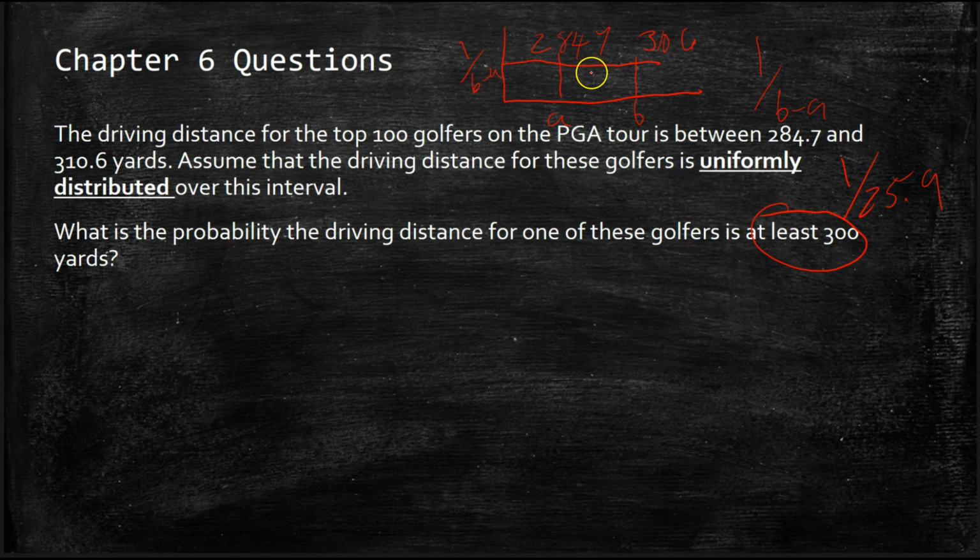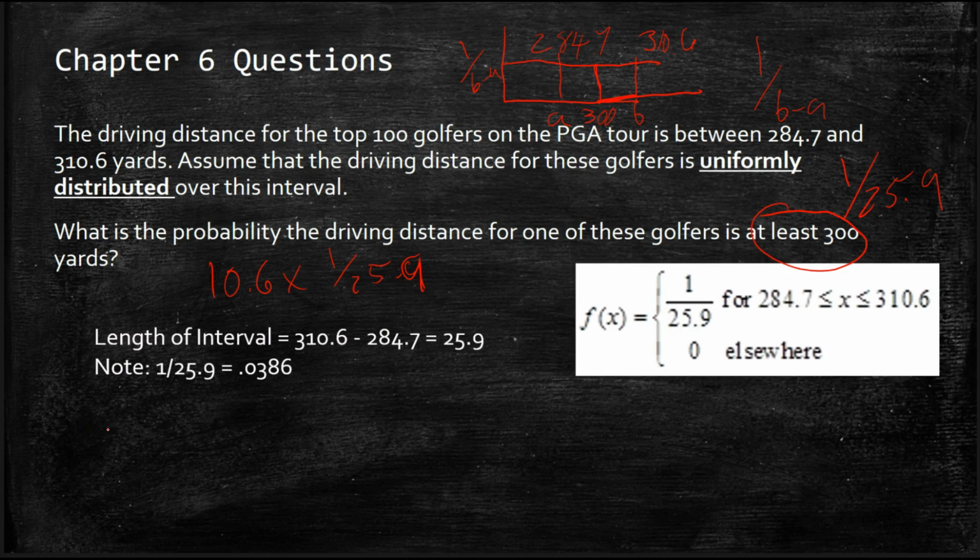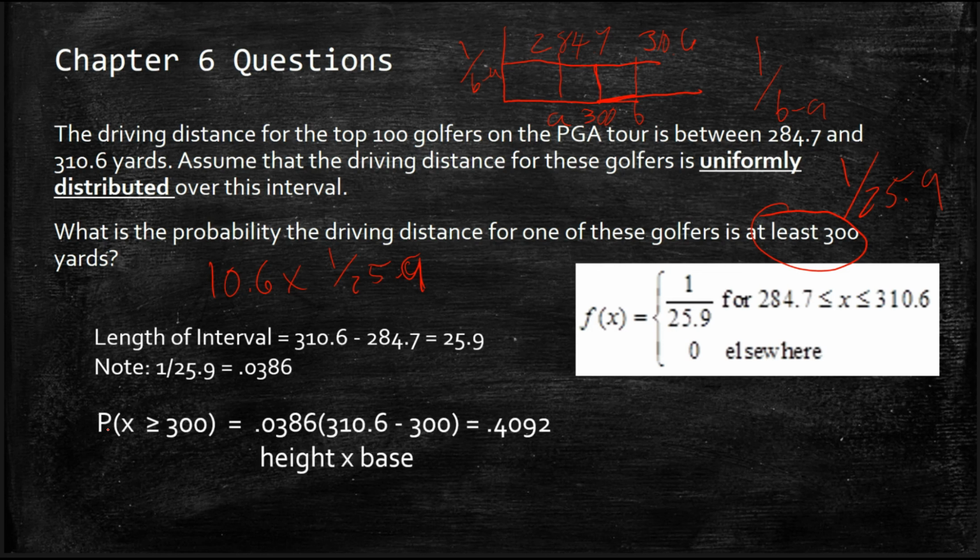At least 300, so that's 300 or more. So let's just call 300 right here. Our base is up to 310.6, so it's actually not 310, I'm sorry, but 10.6, times the height, 1 over 25.9. And that will be our probability. So do the math real fast, see what you get. Perfect. Again, we're going to take our base times height. And so this 0.0386 is equivalent to 1 over 25.9. We multiply that by the 10.6, and we get about a 40.92% chance.